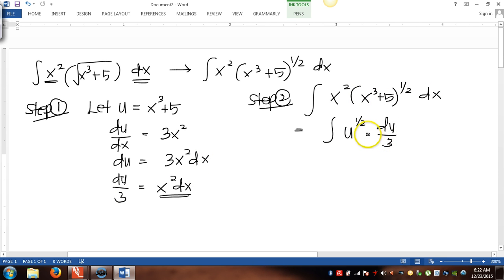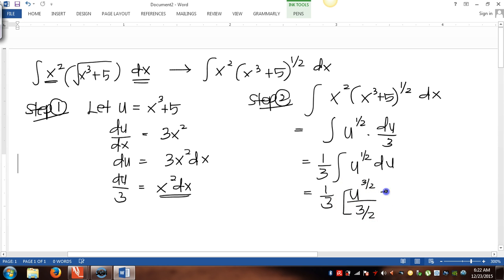So du over 3. Now we have a constant there, 1 over 3, so we can move it outside the integration sign. So we just have the integral of u to the power of a half du. You have to evaluate or solve this. The integration of u gives u to the power of a half plus 1, over 3 over 2. So this is solving the integration by using the basic rule.